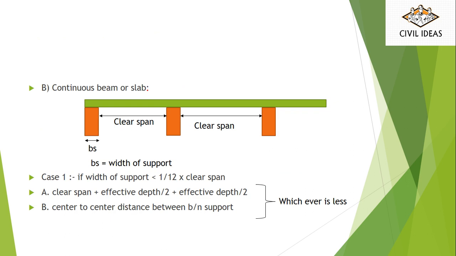In continuous beam or slab, there are two cases. Case 1: if the width of the support is less than 1/12 of the clear span, then the effective span will be the clear span plus effective depth by 2 plus effective depth by 2. Here why is effective depth by 2 on both sides? Because we are considering two sides of the span, or center to center distance between supports, whichever is less will be the effective span.